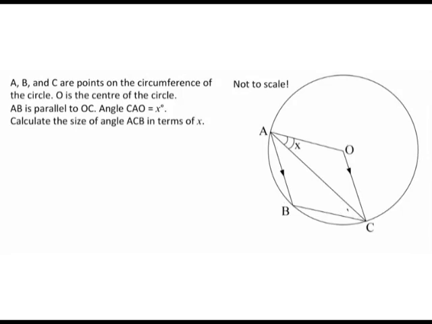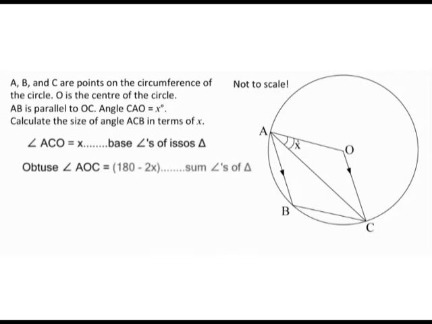Let's start. AO and CO are radii, and so they form an isosceles triangle with chord AC. So the base angles are equal. So angle ACO is equal to x. Why? Because they are the base angles of an isosceles triangle. Again, AOC is a triangle and the sum of interior angles adds up to 180 degrees. We already have x and another x. So what is remaining is 180 minus 2x. Reason? They are the sum of angles of a triangle.